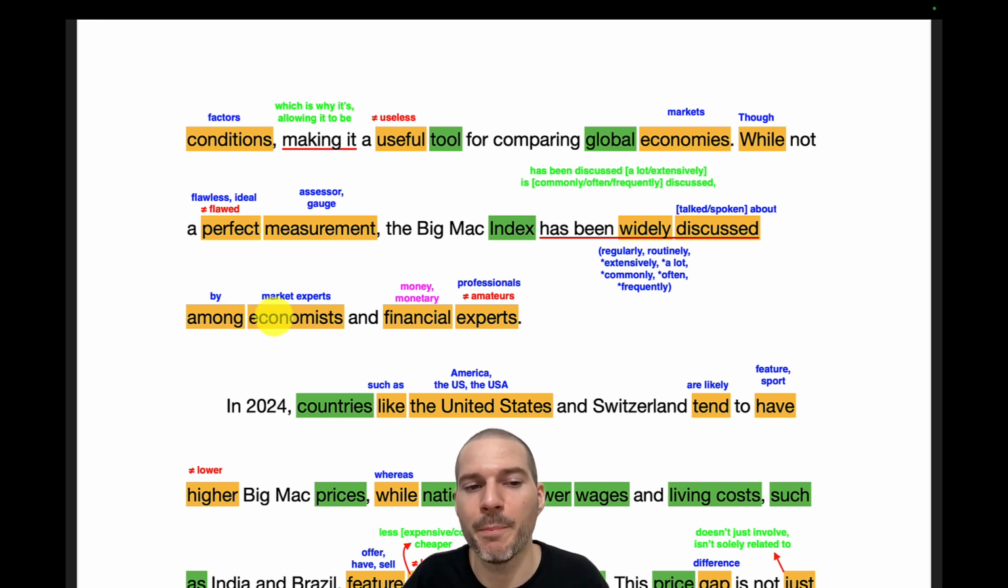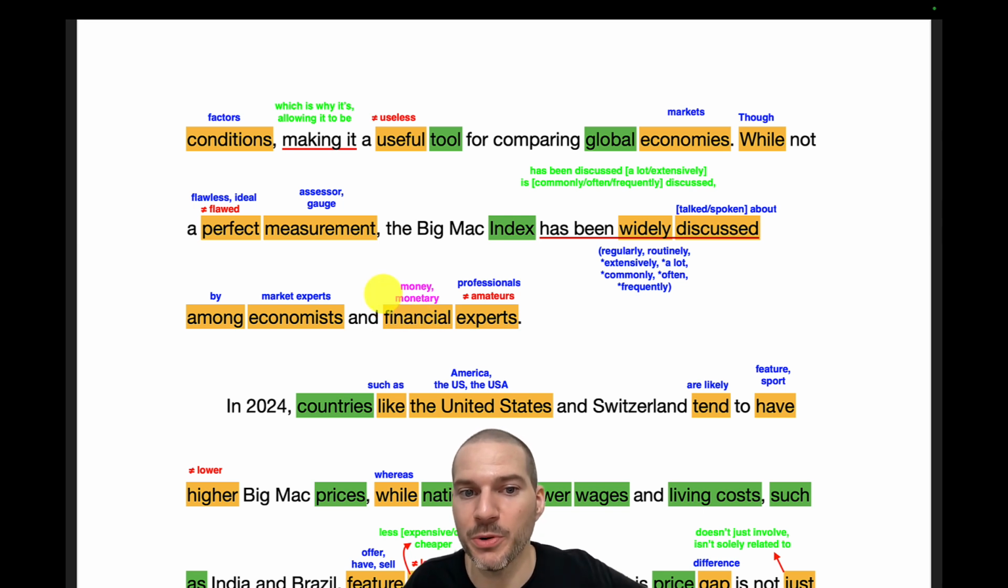So economists are market experts, people who know about the economy. Maybe they can tell you if the prices will go up or down. That's the job of an economist. They know a lot about the market, all right? And financial experts. So financial is about money.